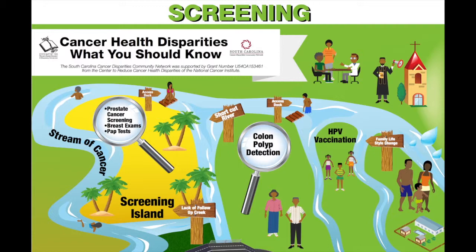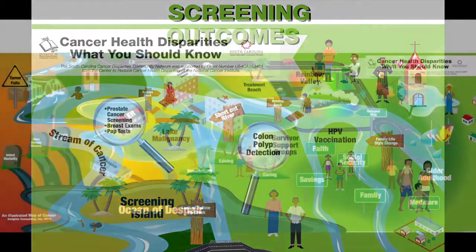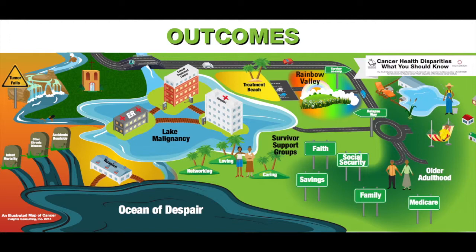Next, we will be looking at the map for outcomes. This map shows the outcomes of living your life in various ways with regard to cancer, whether or not you develop cancer, or whether you survive from cancer, or whether you have a quality of life beyond survival. It also shows the ocean of despair, that there are other health disparities that do contribute to the disparities in health that African Americans experience.